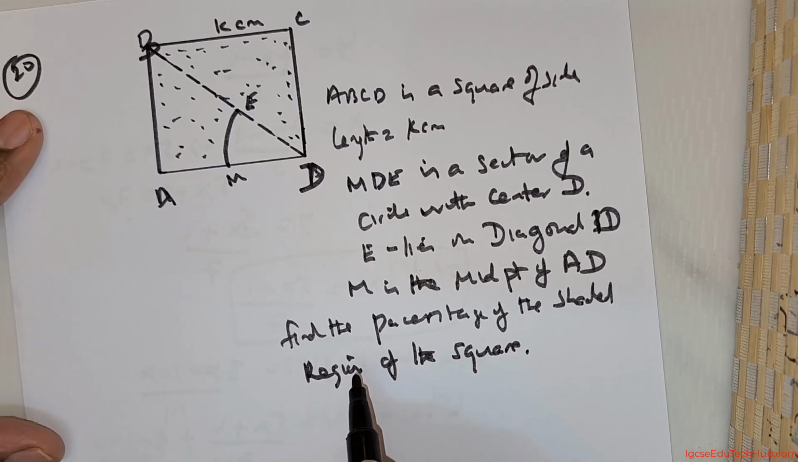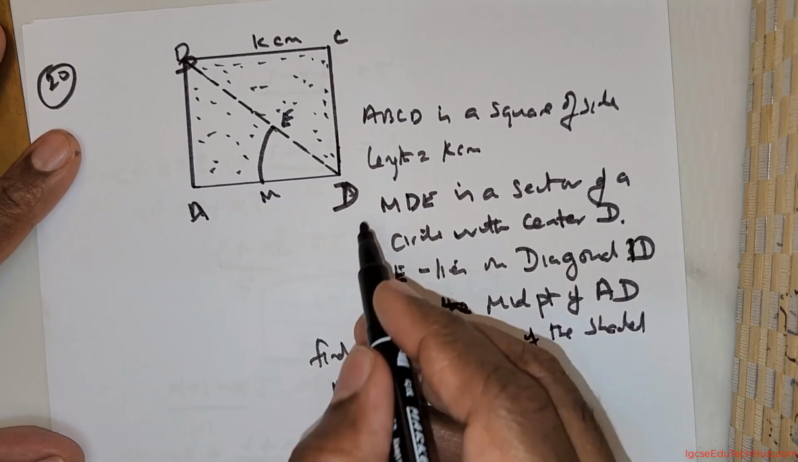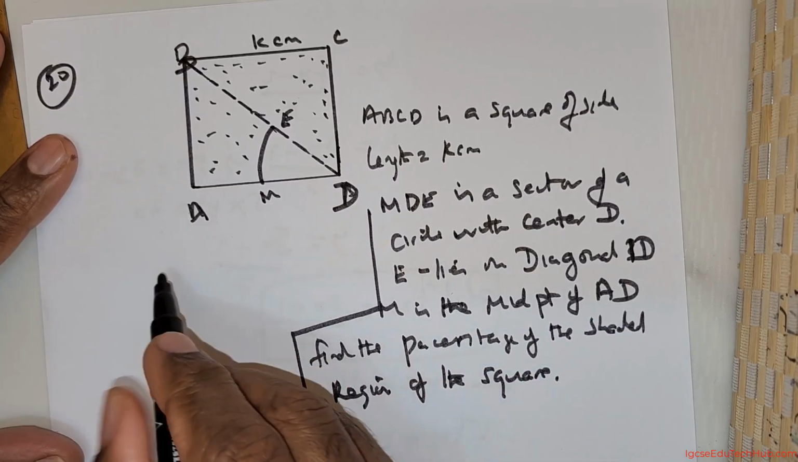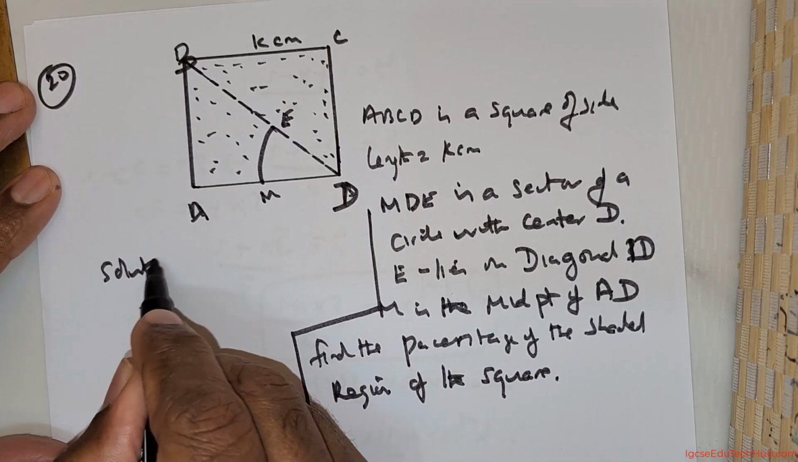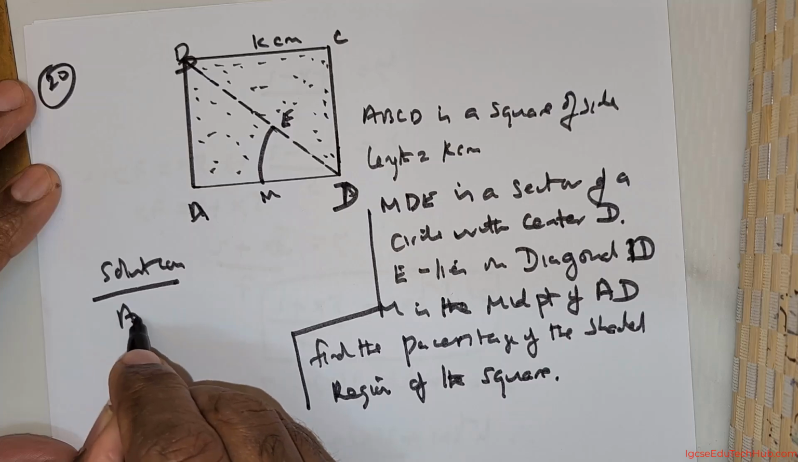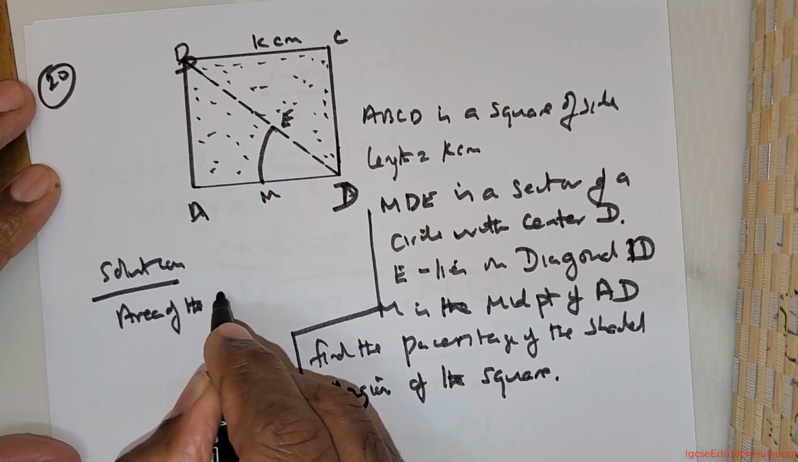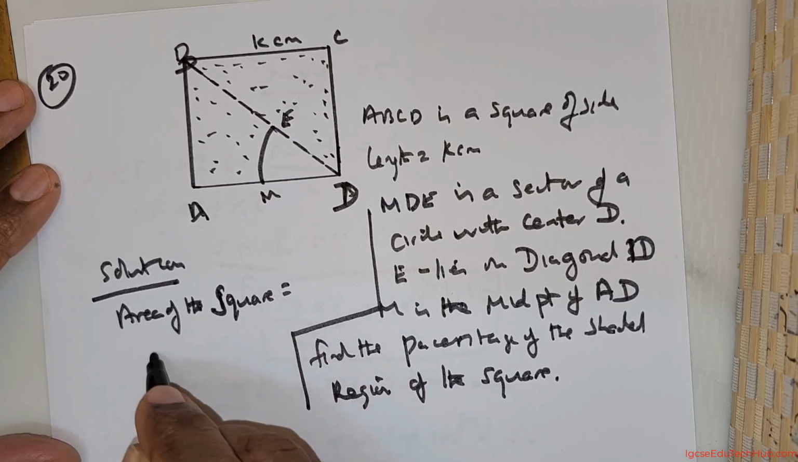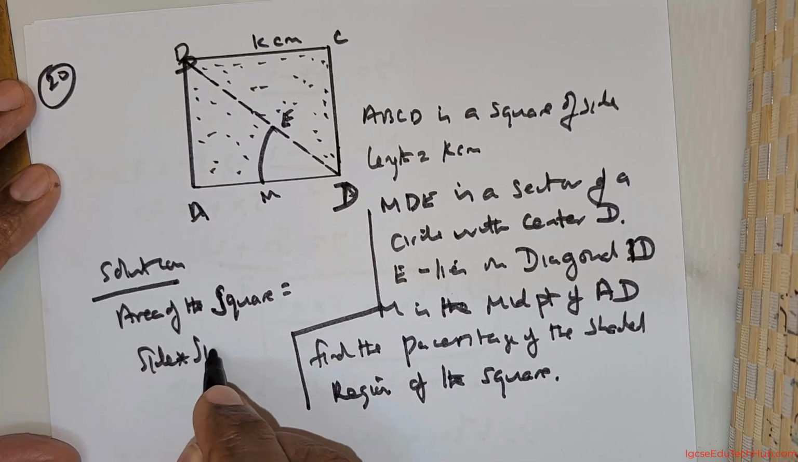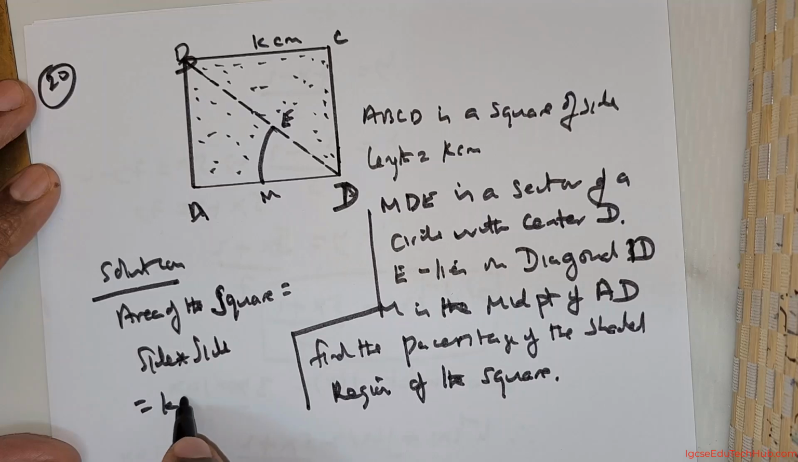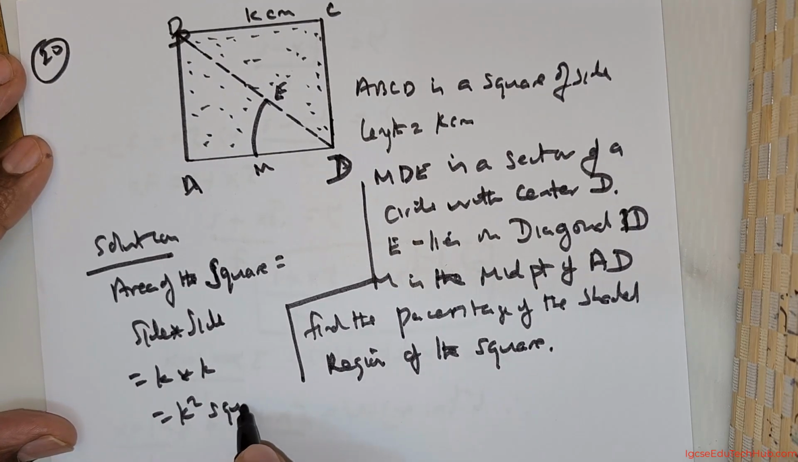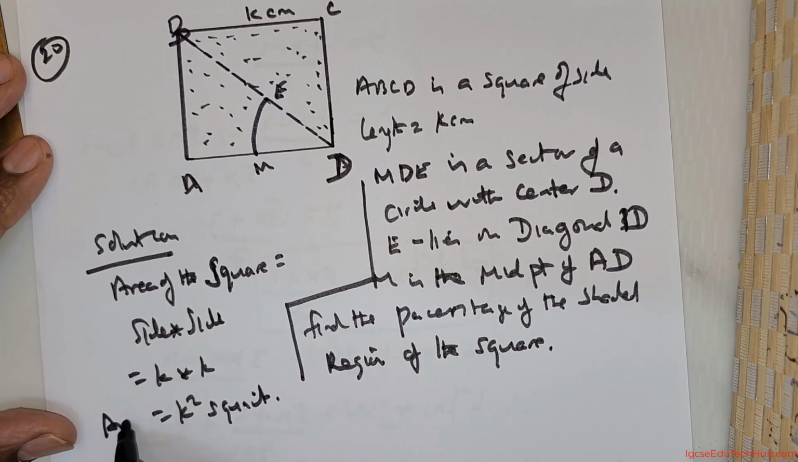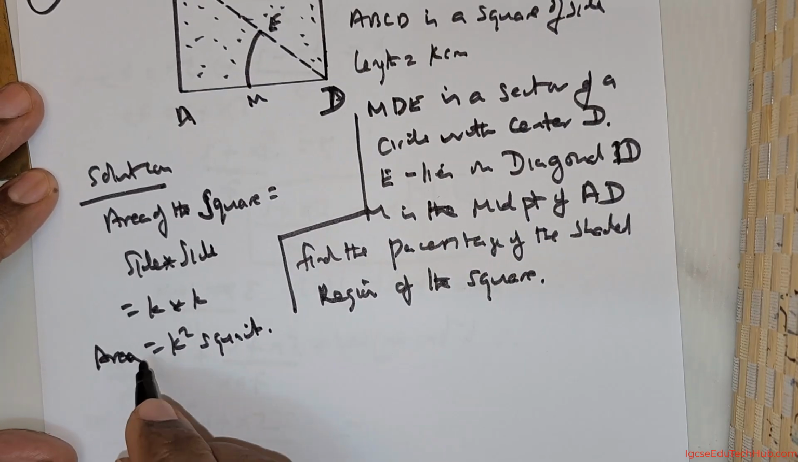Okay, now this is the solution. I'm going to start the solution here. Foremost, area of the square. So what is the area of the square? It is side into side. So what is the length of the side? K into K is K squared square units. So this is the area of the square.